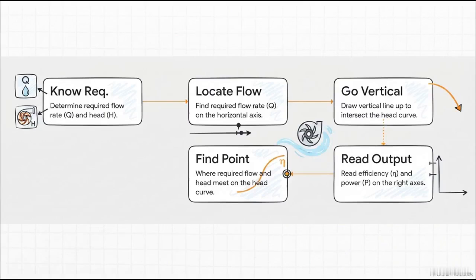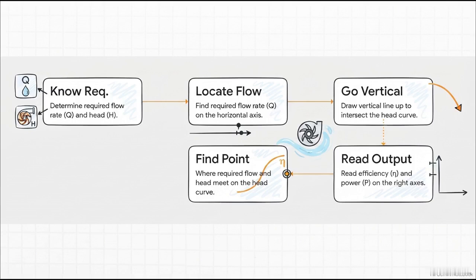Here is how you trace it out, step by step. Step 1, know your requirement. You literally can't start without knowing your required flow rate, your Q, and your total dynamic head, your H. Step 2, locate that required flow rate on the horizontal axis at the bottom. Step 3, draw a visual line straight up from that point until you hit that downward sloping head curve we talked about. If you look straight over to the left axis from that spot, you'll verify your head.